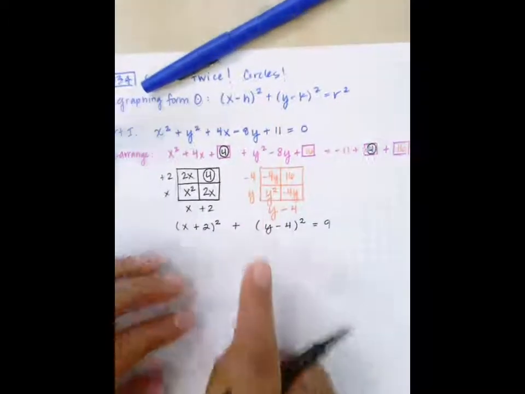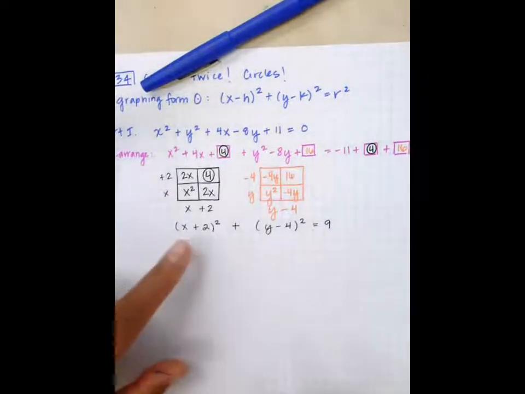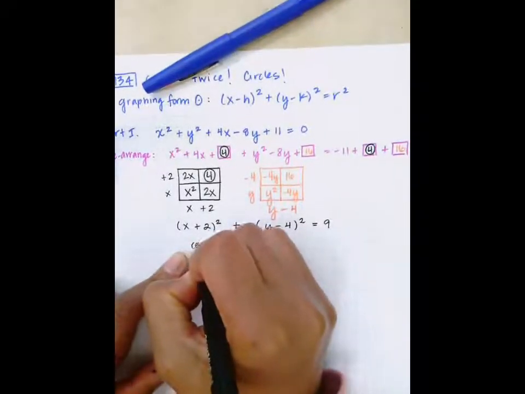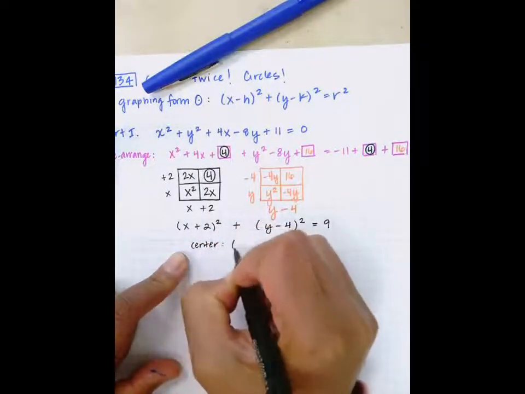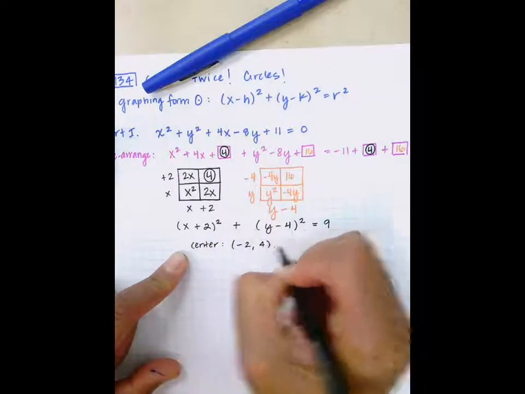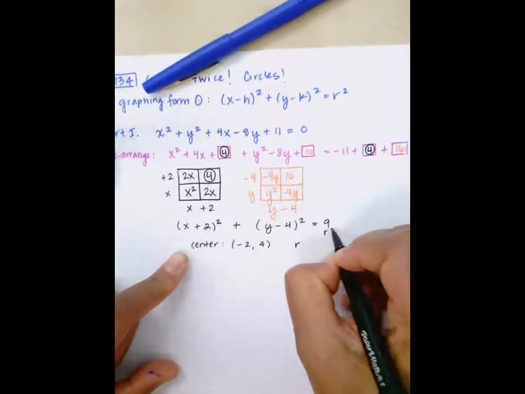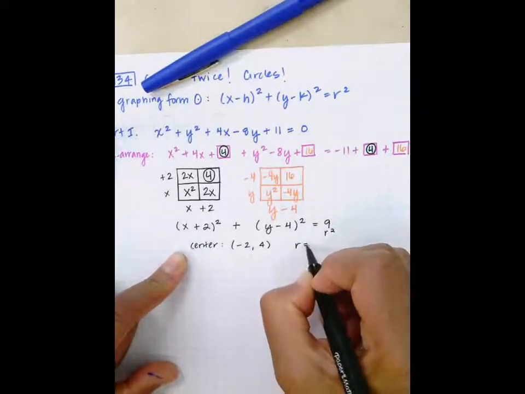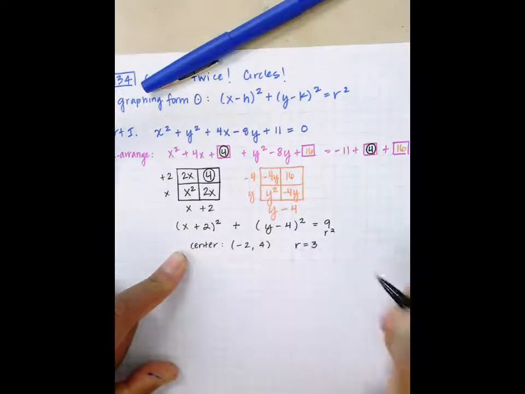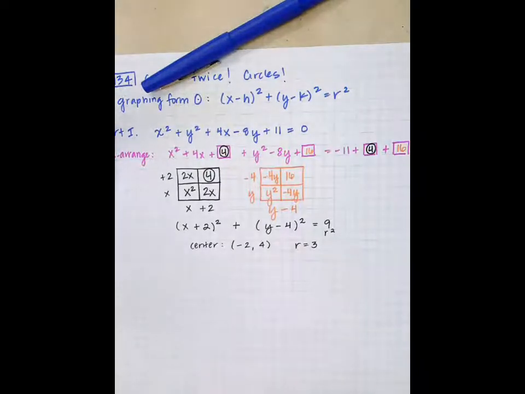So again, looking at my graphing form, which I've got written above, the center of my circle is located at negative 2, 4, and my radius, this is again the r squared. So technically r is plus or minus 3, but we toss out the negative 3 because it's a radius, and that's a length, and it's only going to be positive. So the negative 3 is an extraneous solution in the context of the problem.